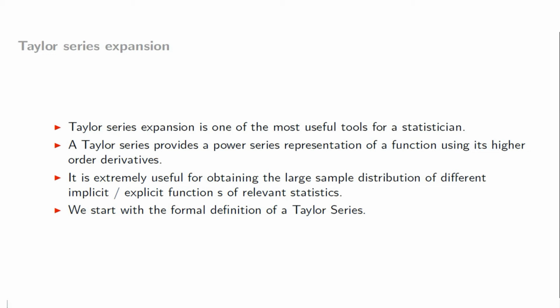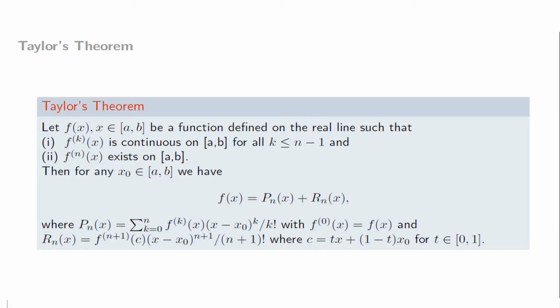So, we start with the formal definition of a Taylor series. So, we start with Taylor's theorem. Let f(x), x belonging to closed interval ab, be a function defined on the real line such that the kth order derivative of f(x) is continuous on the closed interval for all k less than or equal to n minus 1, and the nth order derivative of f(x) exists on the closed interval ab.